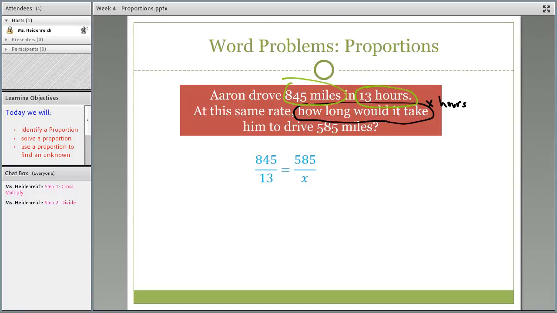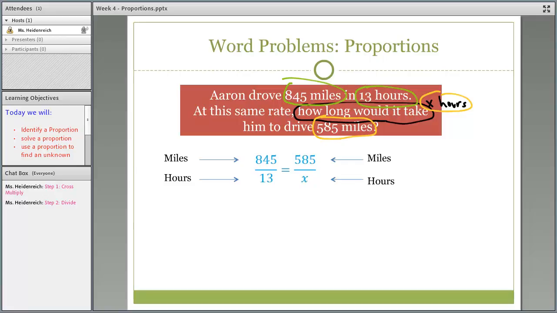Okay, so I'm going to put that up there, but the other fraction is coming from 585 miles and x hours. So we have to be careful. We can't just go in the order of the sentences because the miles have to match. So if I use 845 in the numerator on the left side, I have to use 585 miles for the other side on the numerator because I need my units to match. So I'm putting hours then in the denominator.